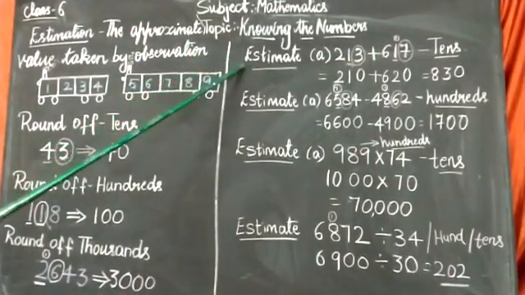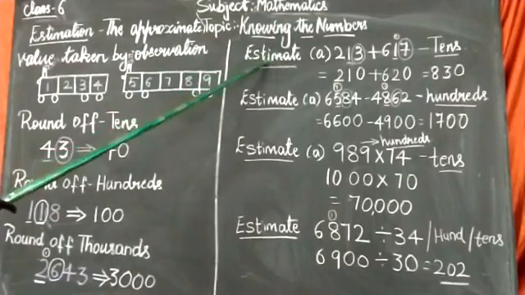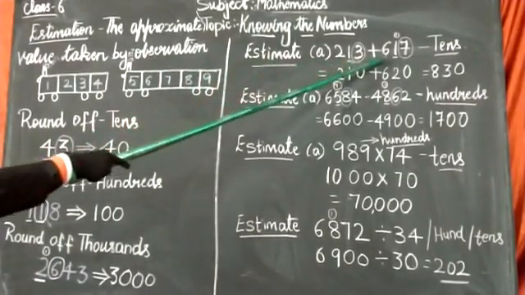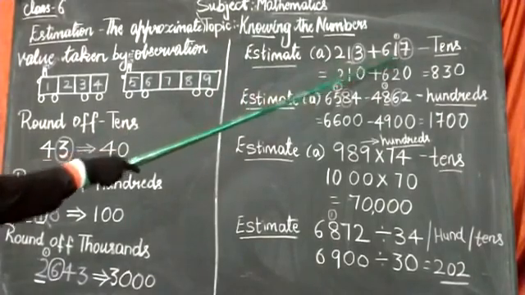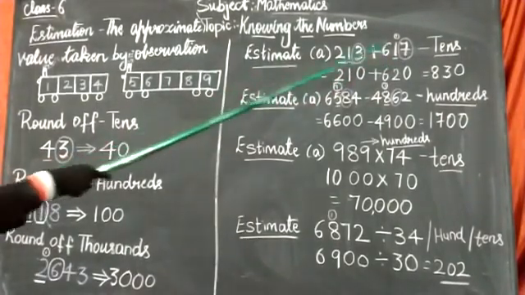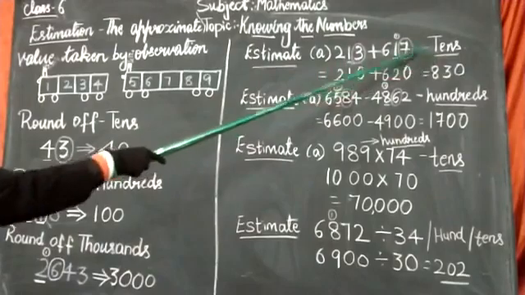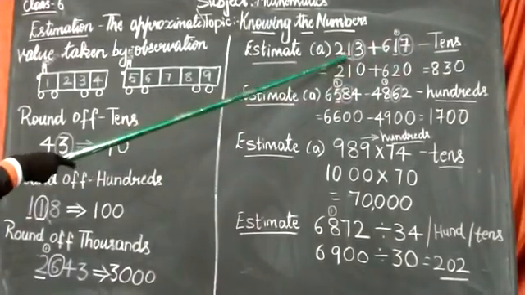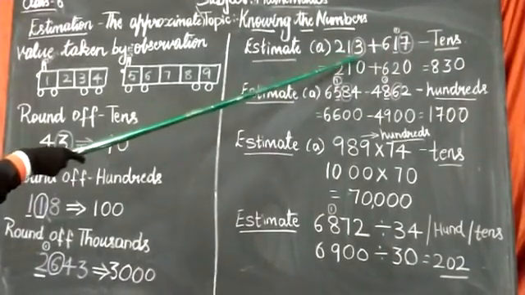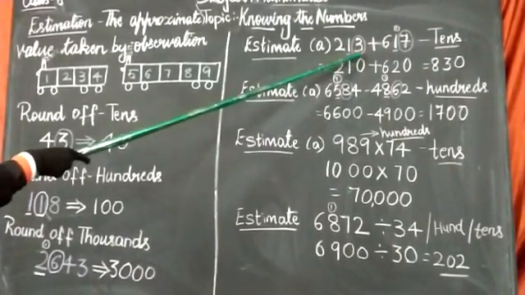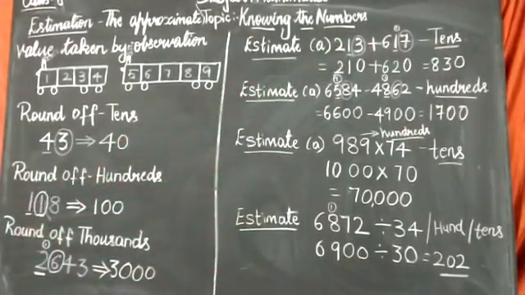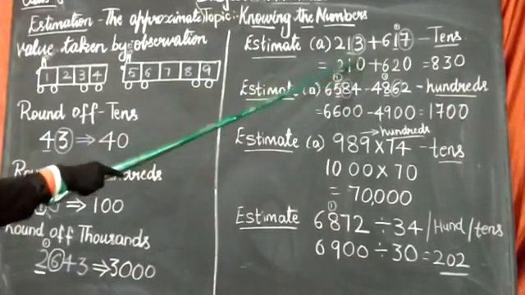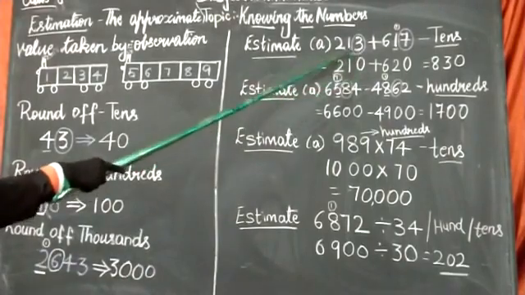Now let us learn first the addition for estimation. They have given 213 plus 617. They are telling you to round off to tens place. If you have to round off to tens place, which place should you see? Yes, you should see the ones place there. So here 3 becomes 0. We are not rounding off to ones place.